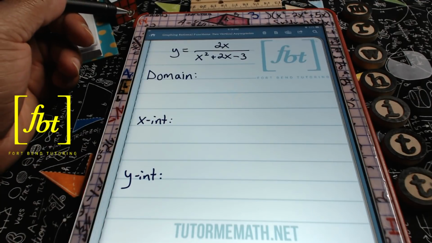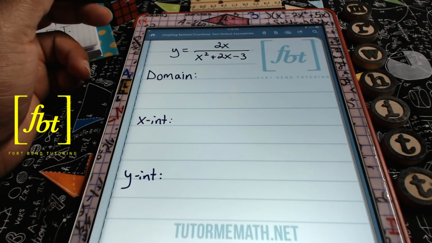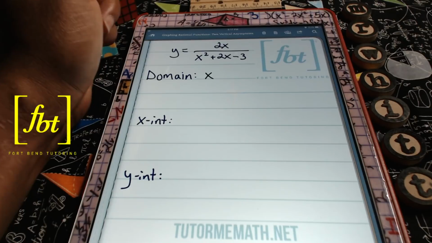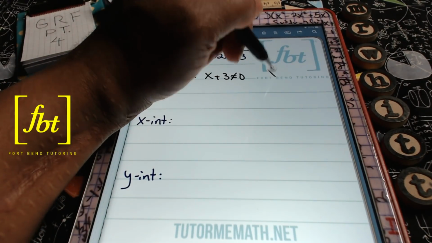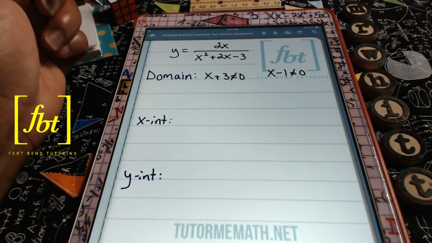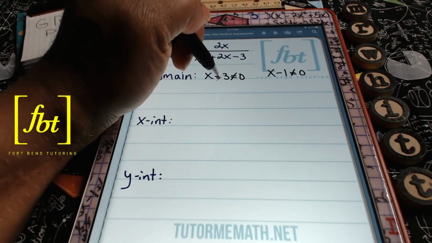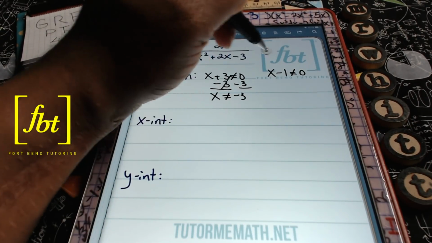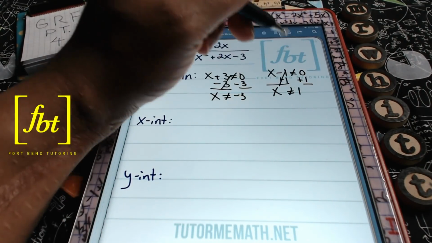Next up, looking at our domain, we are already aware of our factored form, and therefore setting up the domain should be as simple as setting the individual factors of the denominator not equal to 0. So x plus 3 cannot equal 0, as well as x minus 1 also cannot equal 0, because that would generate a 0 in our denominator, which would make our rational function undefined. And you can't have that. So subtract 3 from both sides in this first factor. You'll find that x cannot equal negative 3, and adding 1 to both sides, you'll find that x cannot equal positive 1 either.